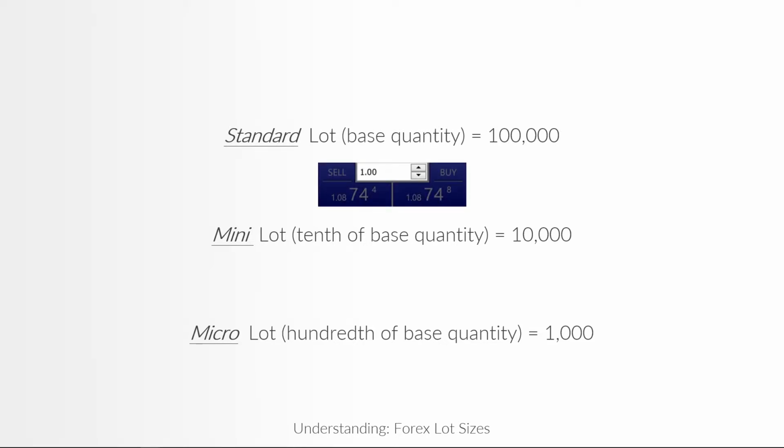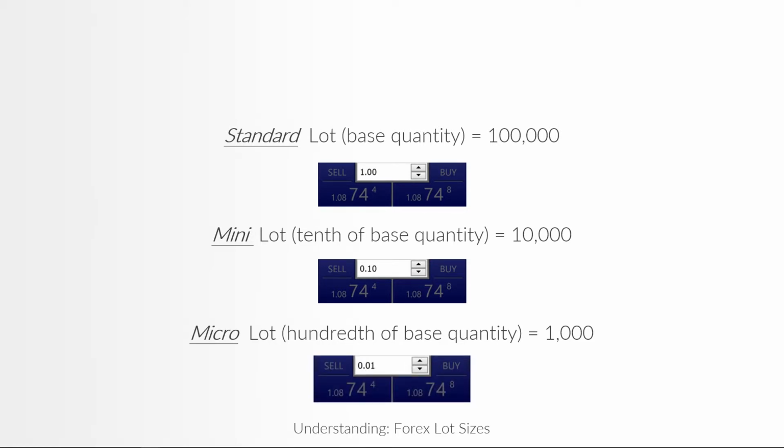Well, once again, if you've got your standard lot and your base quantity of 100,000, when you bring up the order ticket that we'll be looking at later, you can see that there's a quantity of 1. So when you see 1, that's your base quantity, one standard lot of 100,000. Then you have mini lots, 0.10, 1/10 of that, being 10,000. And then you have micro lots, 1/100th of the base quantity, being 1,000, 0.01. Okay?